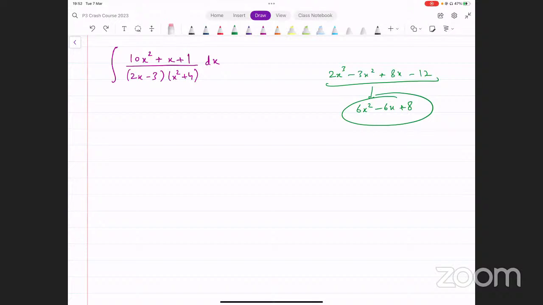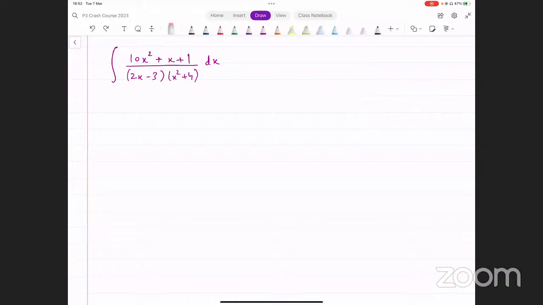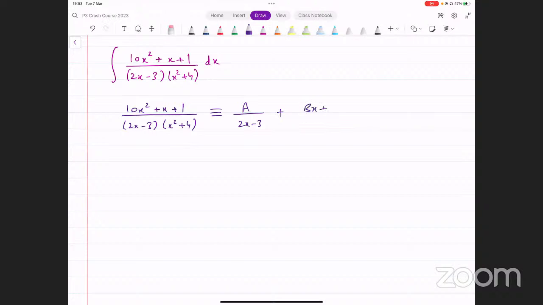Now, if the log rule does not work, what do we do? Can we find partial fractions? Well, we have factors in the denominator, so we can find partial fractions for this. What is the form going to look like? For (10x squared plus x plus 1) divided by (2x minus 3) into (x squared plus 4), the partial fractions are going to look like A over 2x minus 3 plus, since the second factor is a quadratic factor, Bx plus C divided by x squared plus 4. This is how the partial fraction form is going to look.